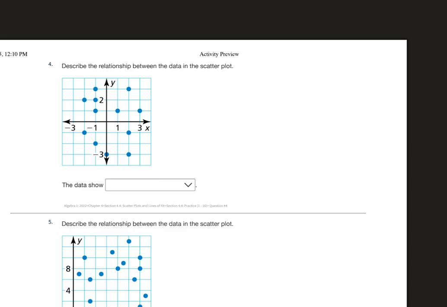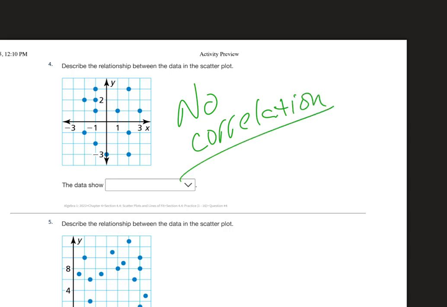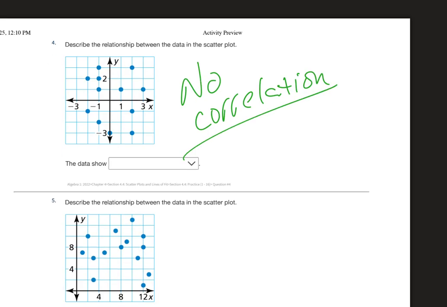Describe the relationship between the data and the scatter plot. Well, this one's tough because do you put it like that? Do you put it like this? Well, if you're having trouble figuring out, it is because there is no correlation. There's no real way of figuring out what the heck is going on there.